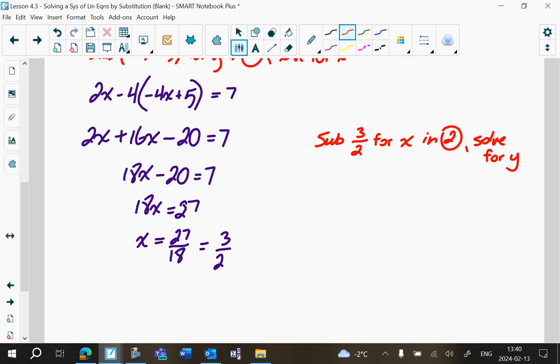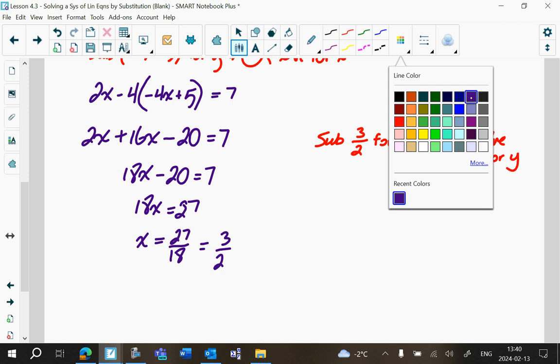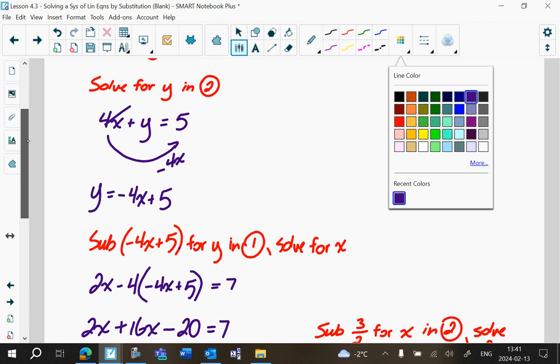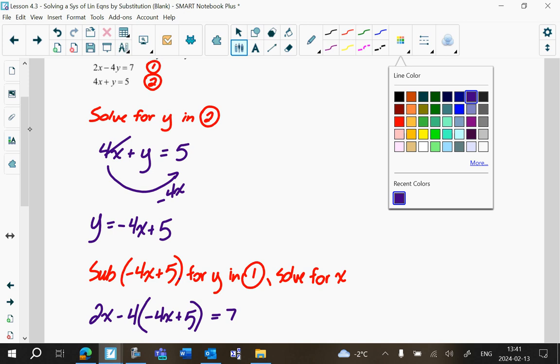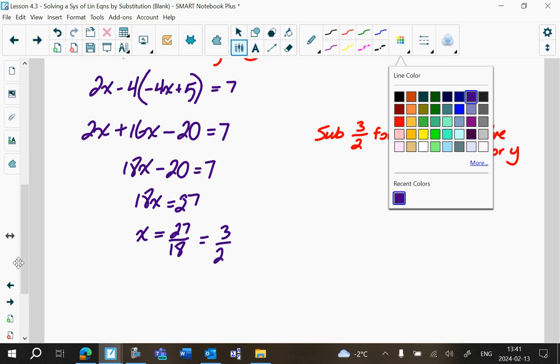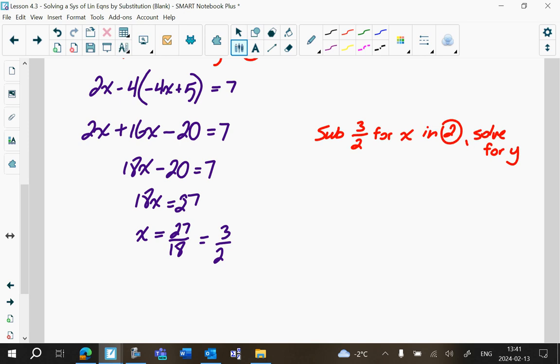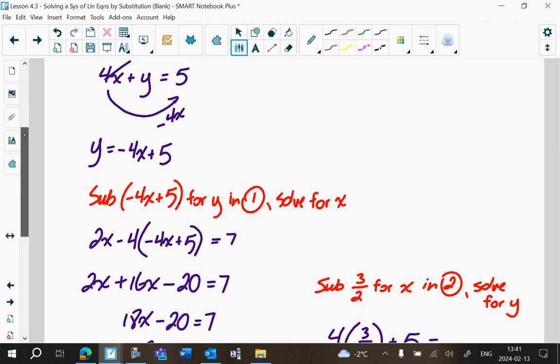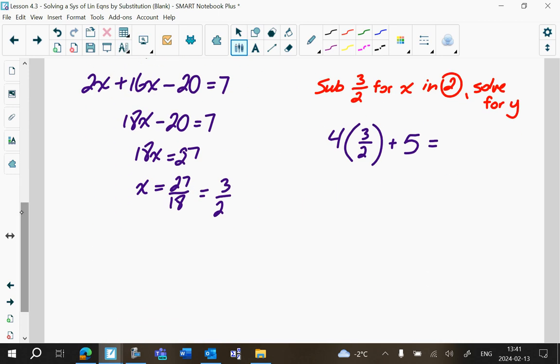So when I plug this back into equation 2, I'm going to get equation 2 is 4x plus y equals 5. Well, mine's going to be 4x, but I know x is now 3 over 2, plus y equals, what was it? I already forgot it. 4x plus y equals 5. And now figure out what y is.